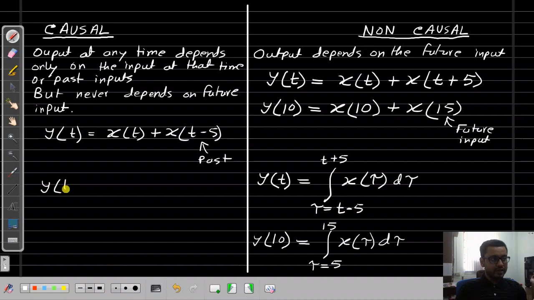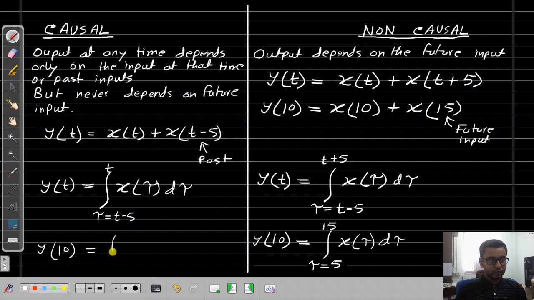Or maybe the output given by the integration of x(tau) d tau, where tau runs from t minus 5 to t. Again, in this case, the output at time t equal to 10 will be the integration of the input running from time 5 up to 10. So it does not depend on the future. So this is called a causal system.